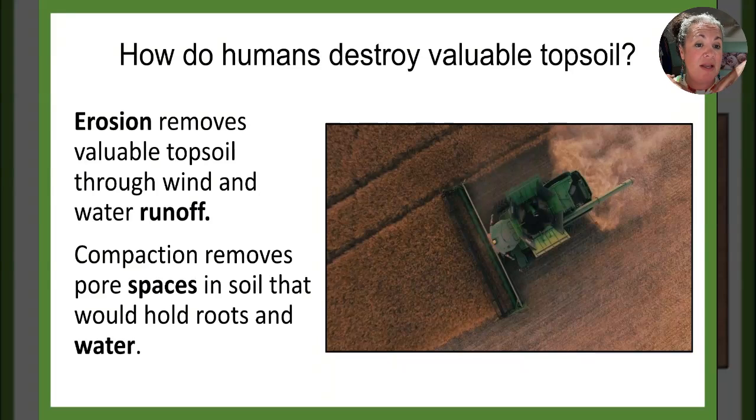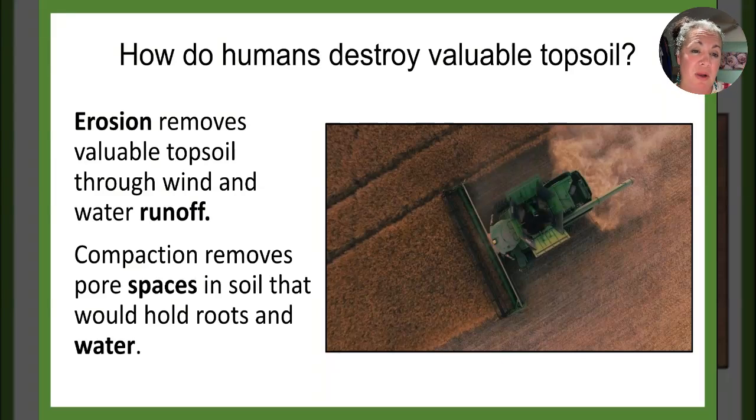And one of the things that plants do with their root systems is they hold soil in place. And when we take those plants out through tilling soil, that soil is exposed and vulnerable to the process of erosion, where that topsoil can get blown away or washed away through the process of runoff.